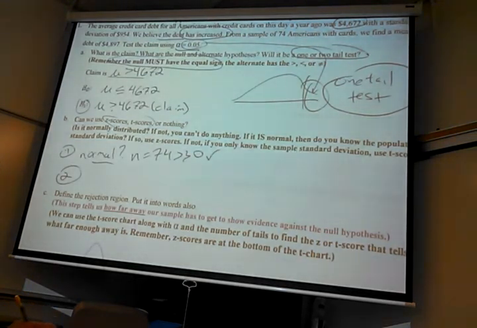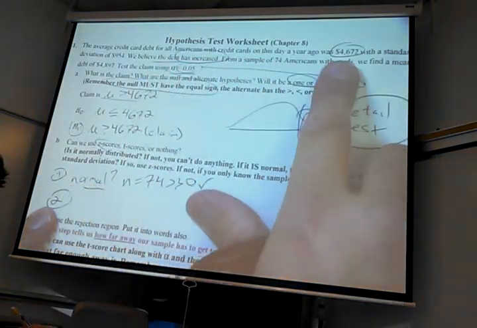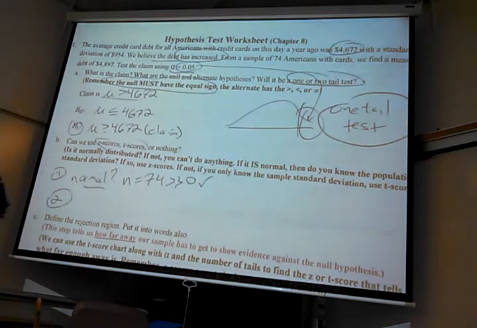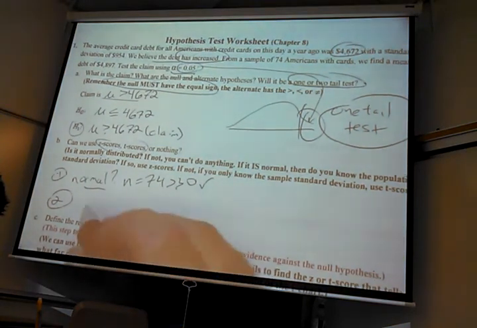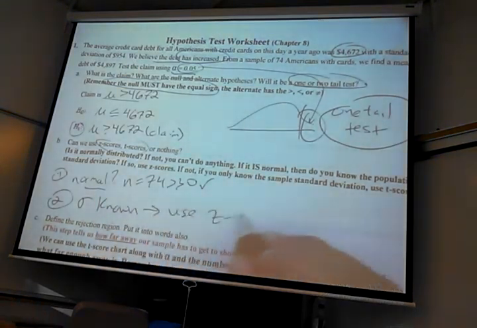T-scores were invented for if I don't know the population standard deviation. What situation am I in then? The average debt for all Americans is this, with the standard deviation of that. So my standard deviation came from the population. So sigma is known. I can use what? Use z-scores. I love it.